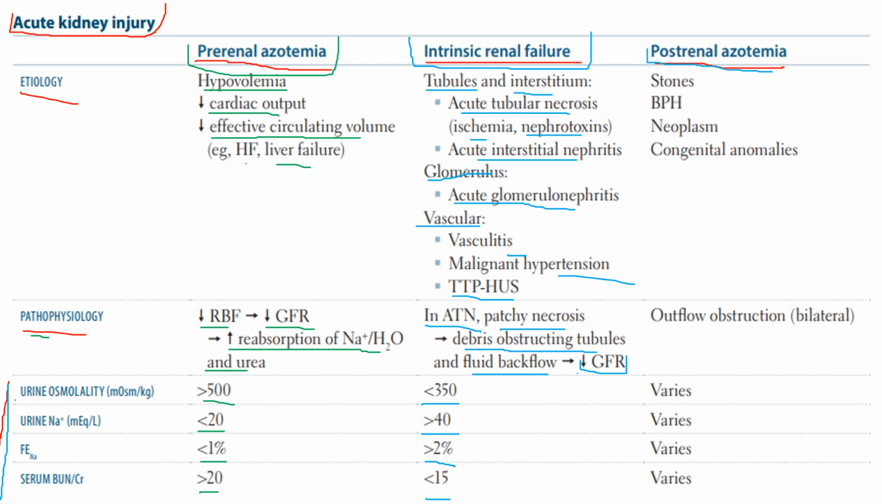Postrenal azotemia can be caused by stones, benign prostatic hyperplasia, neoplasm, and congenital anomalies. Its pathophysiology is outflow obstruction, which could be bilateral, and the laboratory findings vary.